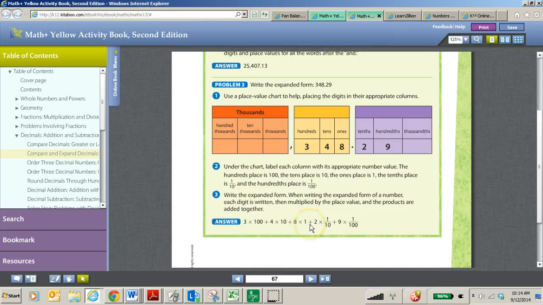Now we're going to add that to our decimal values. So we have 2 in the tenths. And remember, a tenth is just part of a whole. So we only have 2 tenths or 2 of the 10 pieces. And then we're going to add that to the next digit, which is a 9 in the hundredths. So we're going to multiply 9 times 1/100th. So that is how you write a decimal in expanded form.